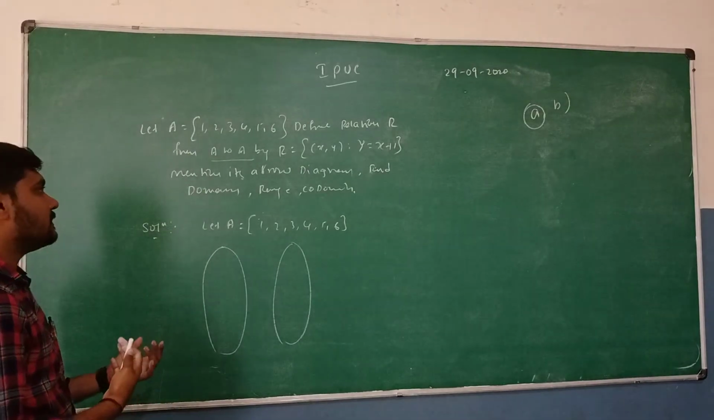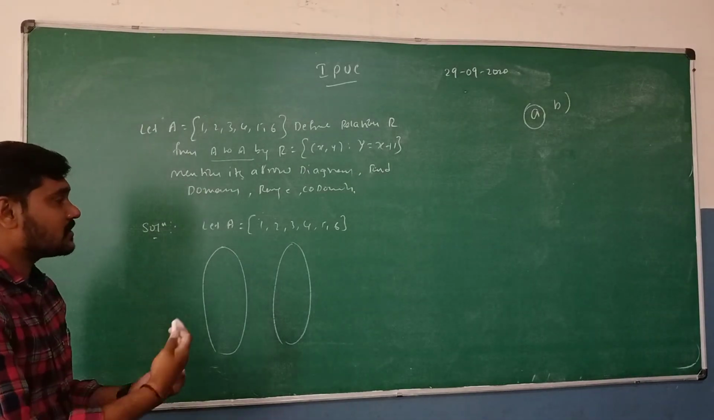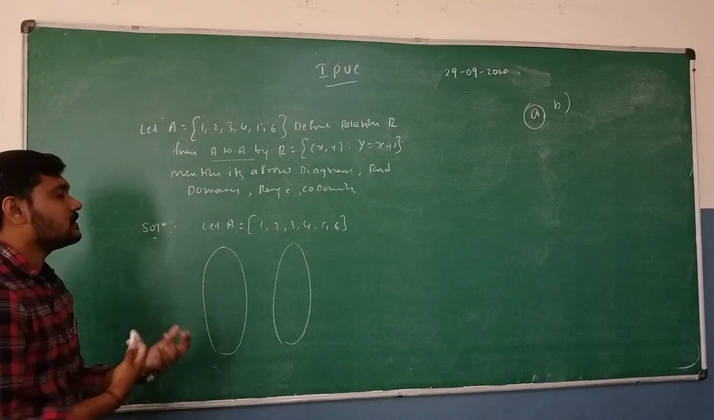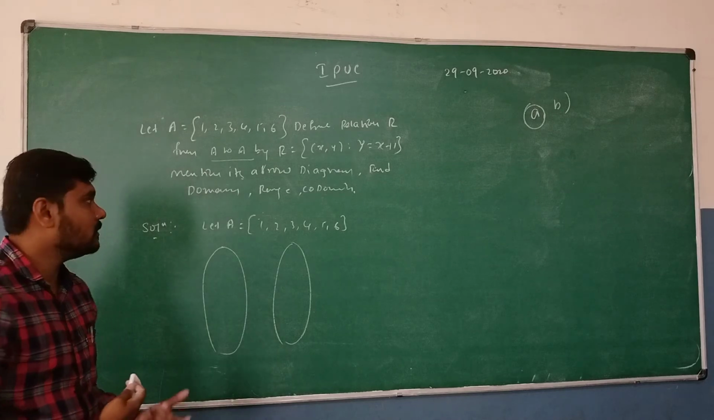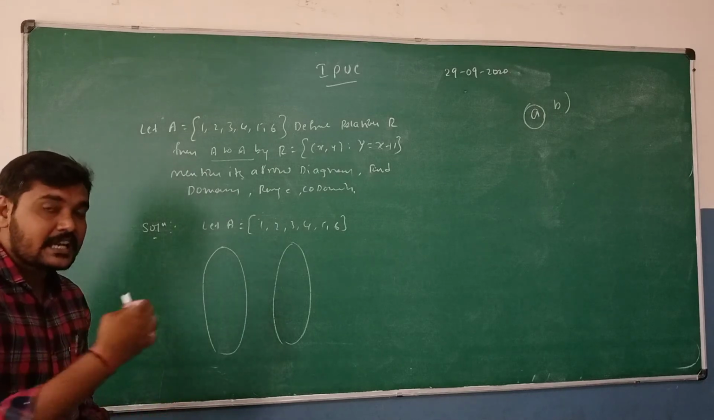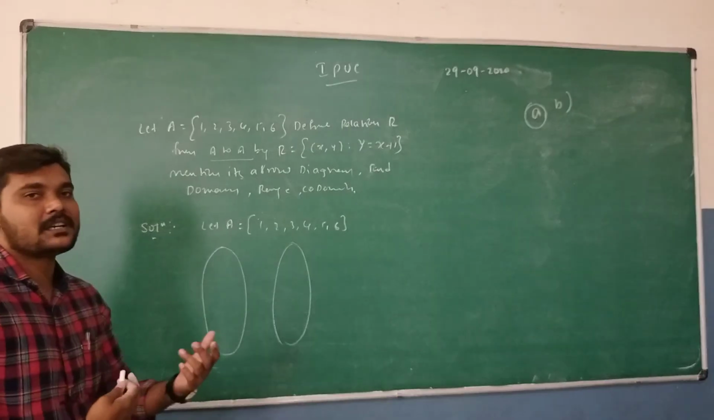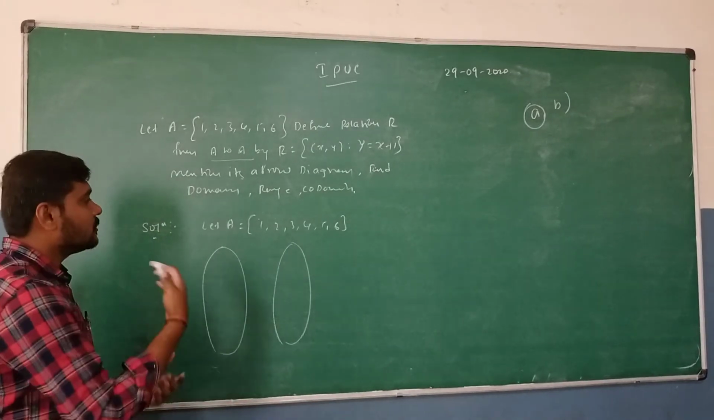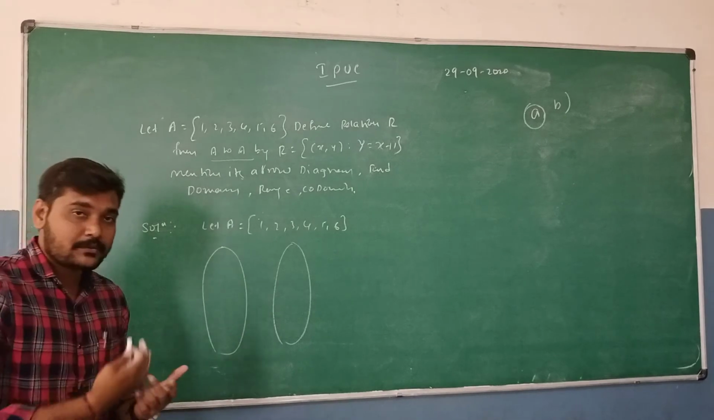So we need to find a relation R where A cross A is going to be the Cartesian product here. They are forming the Cartesian product between A and A. A ಮತ್ತೆ A ಮಧ್ಯೆ ನಾವು ಏನು ಮಾಡ್ತಾರೆ, Cartesian product ಅನ್ನು ಫೈಂಡ್ ಔಟ್ ಮಾಡ್ತಿದ್ದಾರೆ. So we need to find an arrow diagram between A and A.